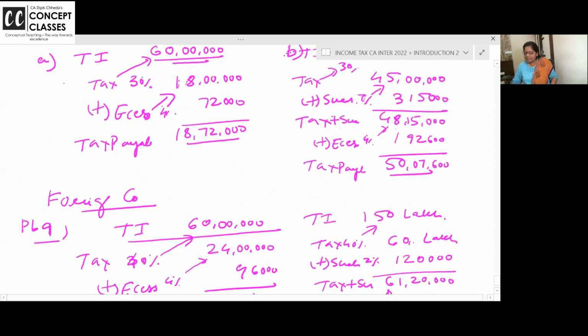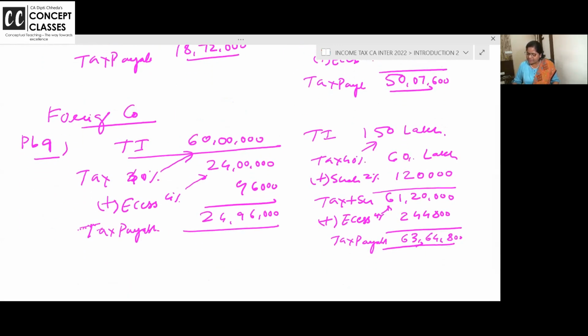Take your time. Here the surcharge was 7%. Here the surcharge is 2%. But basic rate is more. And the principle is as it is: on total income, calculate the tax. Surcharge is on tax. Cess is on tax plus surcharge. All clear to all of you? I think now if you check 1 to 19, all the problems we have solved. Yes? And are they clear to all of you?